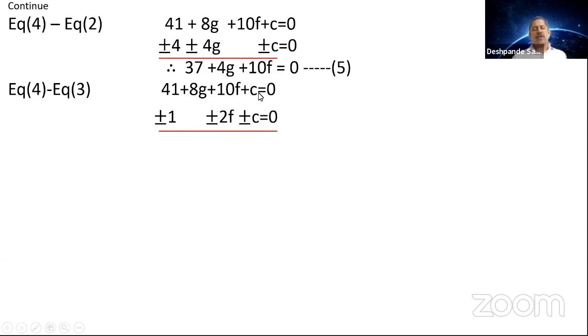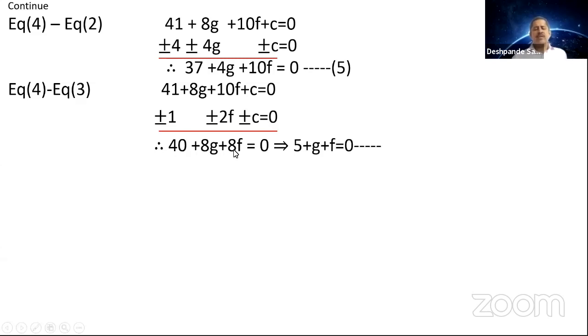Now add these two. So what is going to happen? The c and c will cancel off. So first is 41 minus 1, 40. So 40 plus 8g plus 8f is equal to 0. Now you observe that in all three, 8 is common.